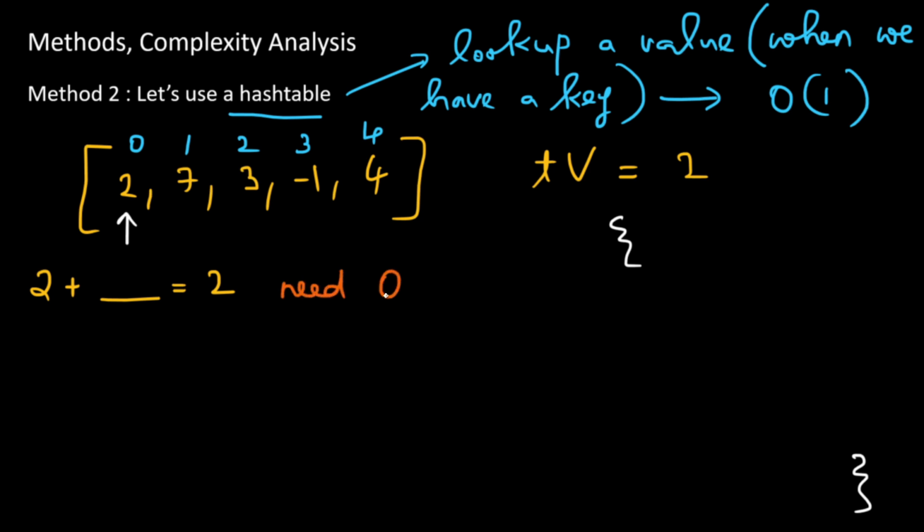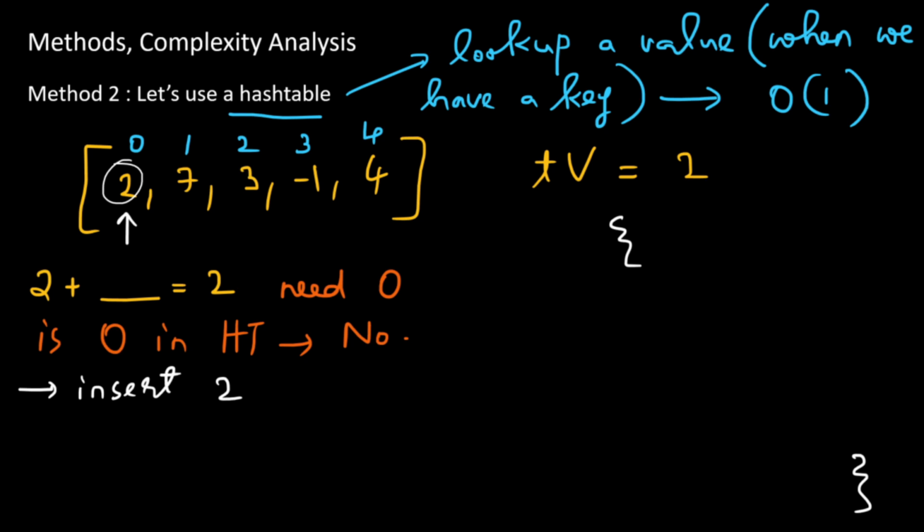Now we will check whether this 0 is there in the hash table, and because again we are starting the algorithm, so at this point it is not there. So if it is not there, in this case 0 is not there in the hash table, what we will do is we will insert this value into the hash table. So we'll insert 2 into our hash table. Now let me do that.